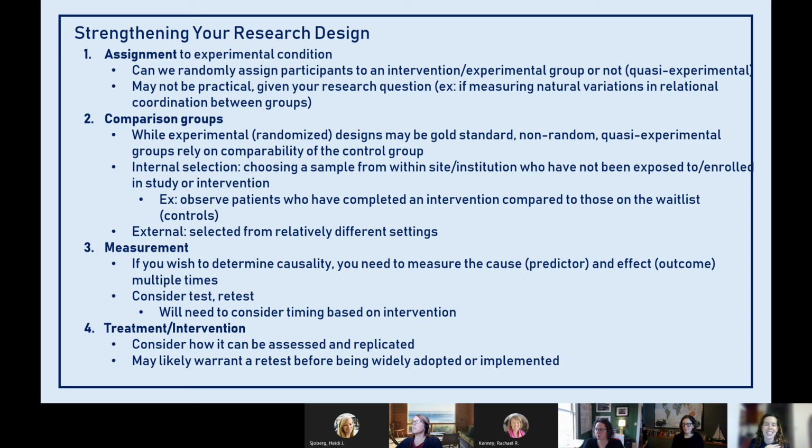And then last, they identify treatment and intervention, considering how it's being assessed. Can it be replicated? In many studies, both experimental and quasi-experimental, the chapter makes sure to note that when you're rolling out interventions, they need to be tested, retested often before being widely adopted and implemented. So these are 4 areas that the chapter outlines as strengths, helping validity.